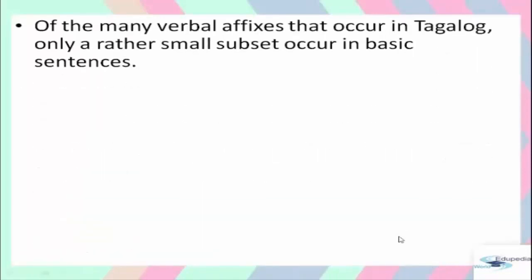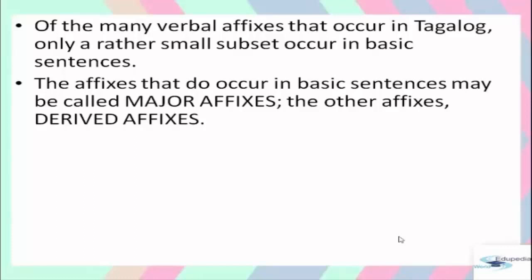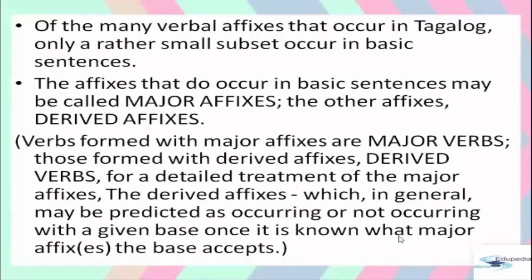Of the many verbal affixes that occur in Tagalog, only a rather small subset occur in basic sentences. The affixes that do occur in basic sentences may be called major affixes. The other affixes are called derived affixes. Verbs formed with major affixes are major verbs. Those formed with derived affixes are called derived verbs. For a detailed treatment of the major affixes, see the later sections. The derived affixes, in general, may be predicted as occurring or not occurring with a given base once it is known what major affixes the base accepts.